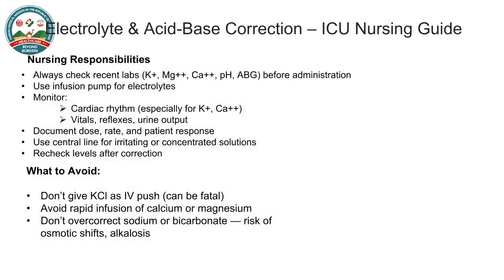When giving electrolytes and acid-base correction, nurses must follow key responsibilities. Check recent labs, K, Mg, Ca, pH, ABG, before administration. Always use an infusion pump for electrolytes. Monitor cardiac rhythm, especially K, Ca, vitals, reflexes, urine output. Document dose, rate, and patient response. Use central line for irritating or concentrated solutions. Recheck levels after correction to avoid overcompensation.